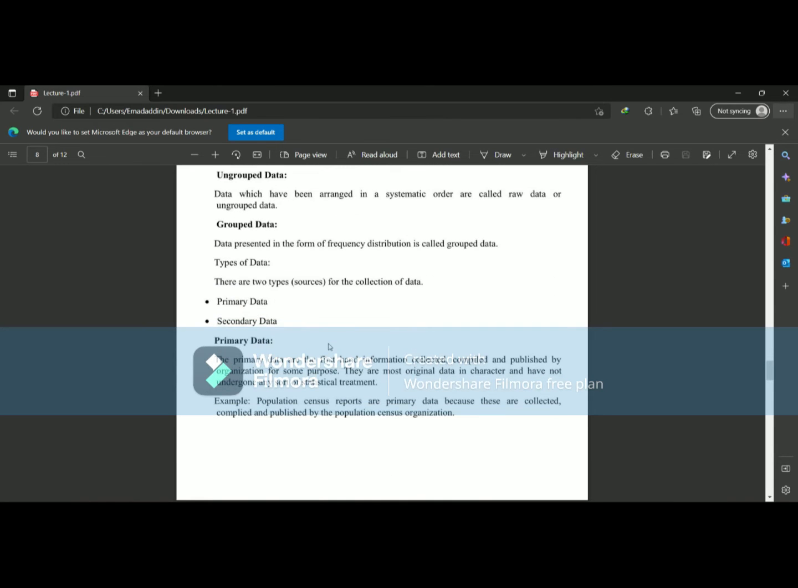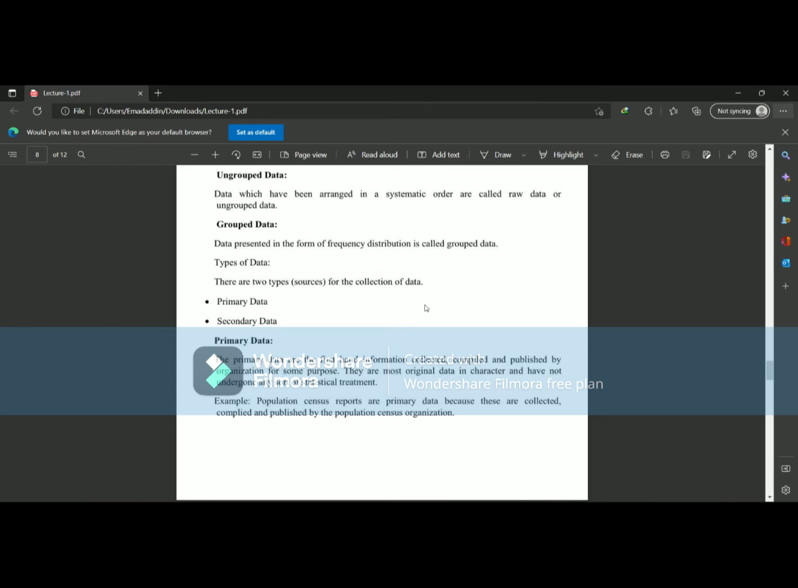Grouped data: data presented in the form of a frequency distribution is called grouped data. This means data which is already arranged in sequences or in a frequency distribution is called grouped data.